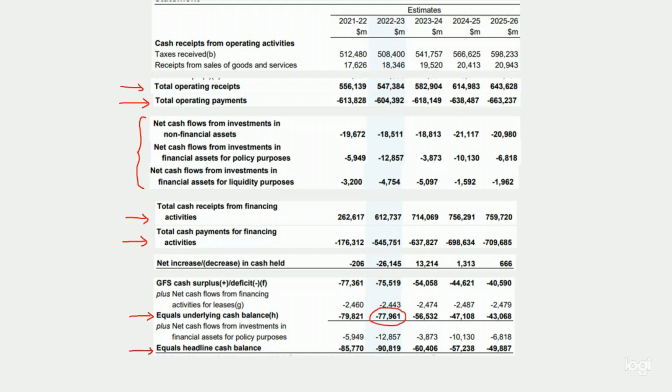Okay, and so when we're thinking about the key knowledge point of budget outcomes, we're only concerned with this section here. And the conclusion is that if these final values are negative, then we are in a budget deficit, and if they are positive, then we're in a budget surplus.